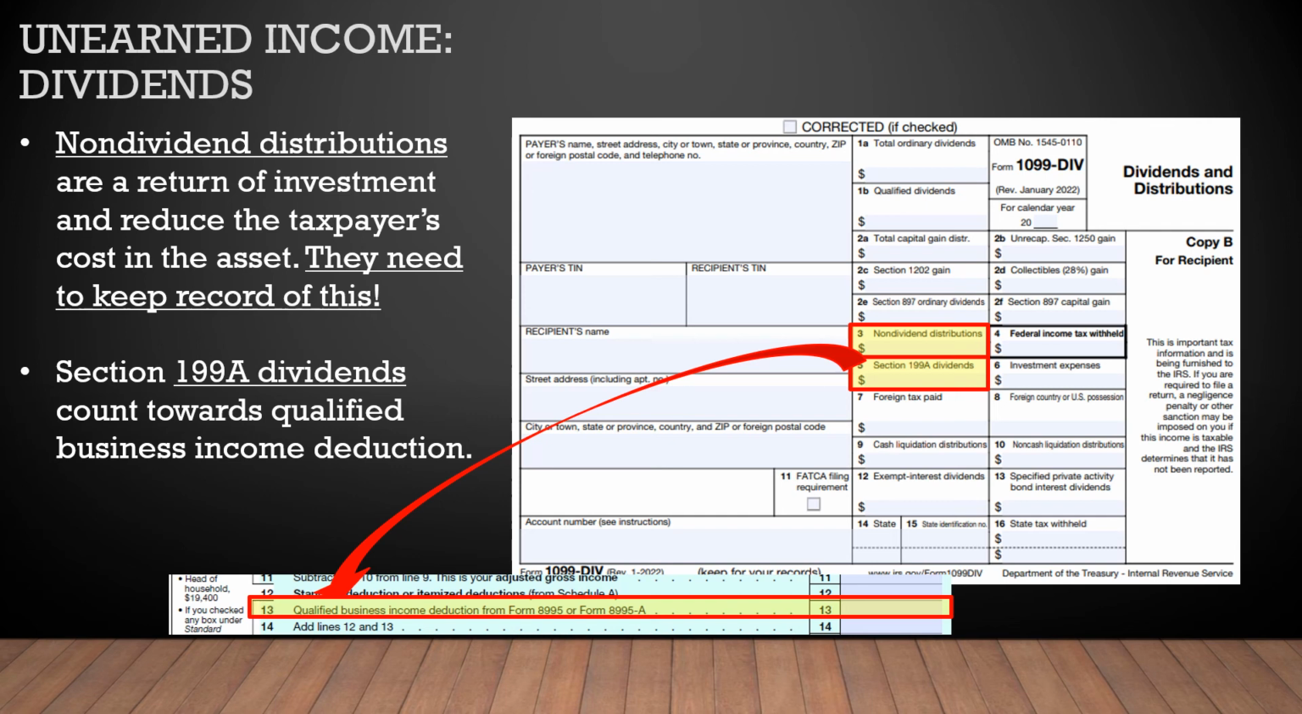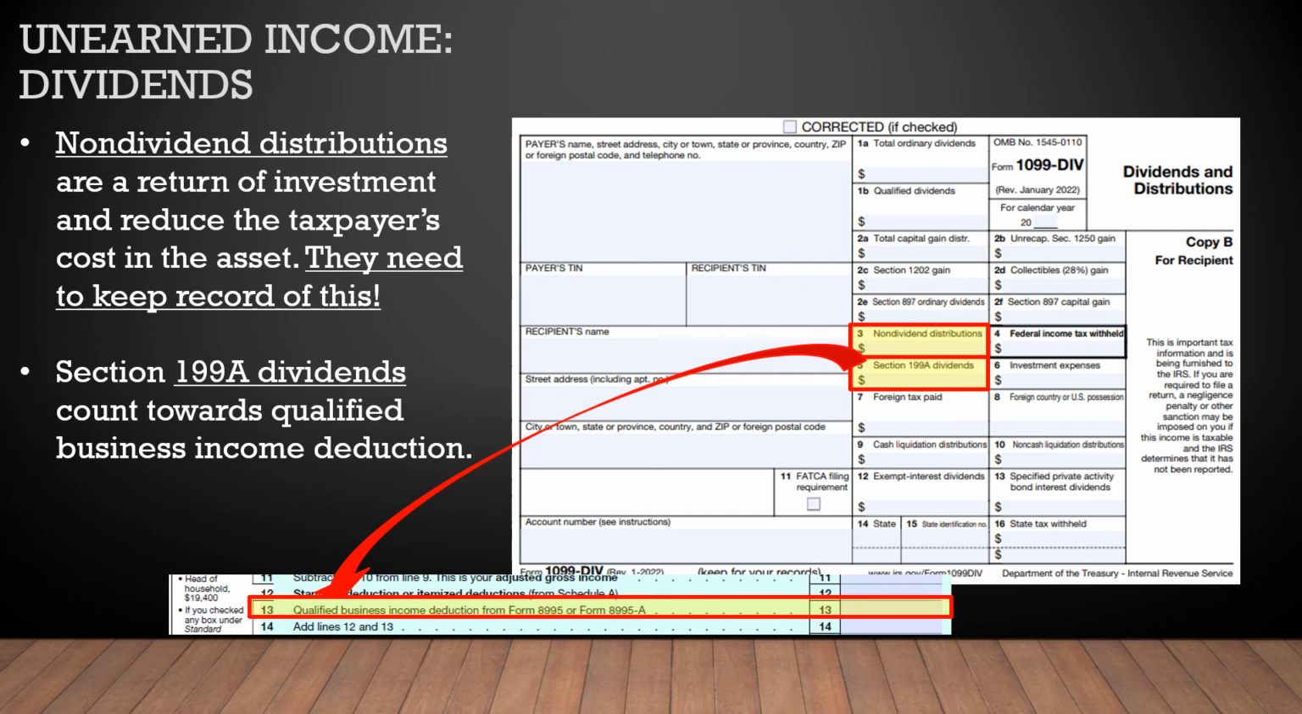We have in box 3 non-dividend distributions, and there is a space to report this on the dividend screen in TaxSlayer, but it's also important to note that these are considered a return of the taxpayer's investment, and they reduce the taxpayer's cost in that underlying asset, which is probably a stock. And they need to keep record of this because eventually down the road when they sell that stock, they're going to need to report what their cost was so they can figure out what their gain was.